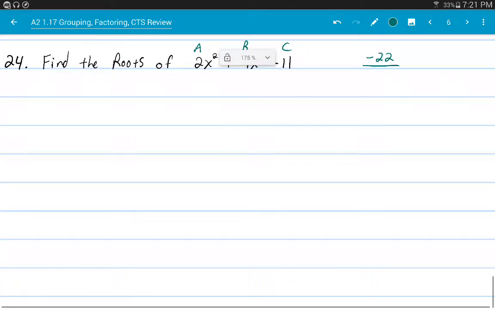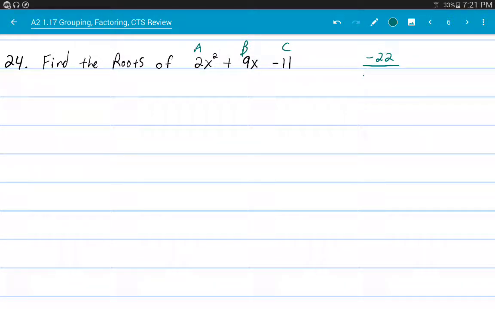Now let's list out some factors of negative 22. It's going to have to be 22 and 1, 11 times 2, and that's actually it. Now one of these is going to have to become negative, right, because it multiplies to negative 22. So let's see. It's got to add to positive 9. So that means the bigger one must be positive, and therefore the smaller one must be the negative. Now which one of these is going to add to positive 9? It's going to be this one.